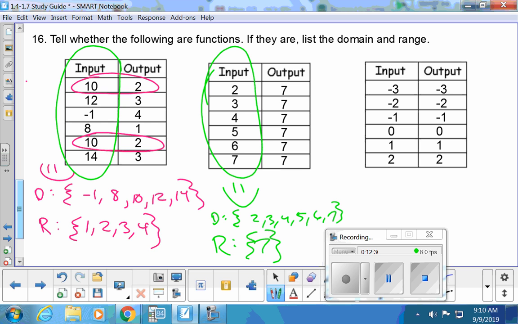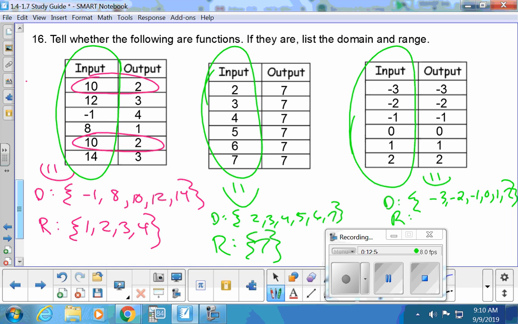And then finally, the last one is the thumbs up or thumbs down. So who's ruining it, Anthony? It's fine. These were all yeses. So it's -3, -2, -1, 0, 1, and 2 for domain. In range, same thing, -3, -2, -1, 0, 1, and 2.